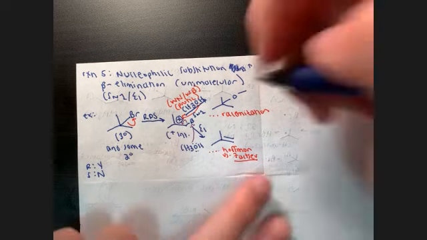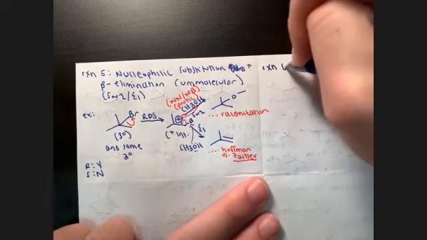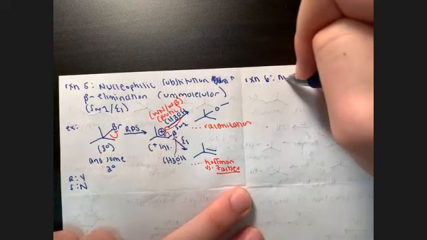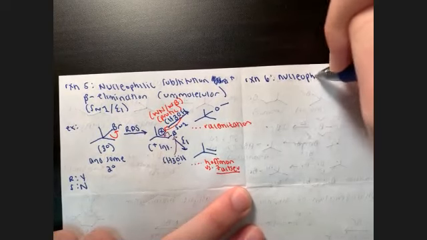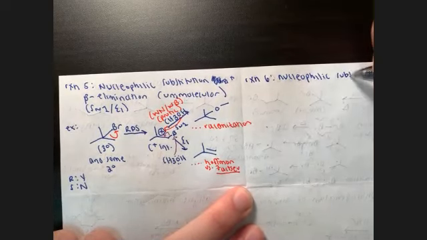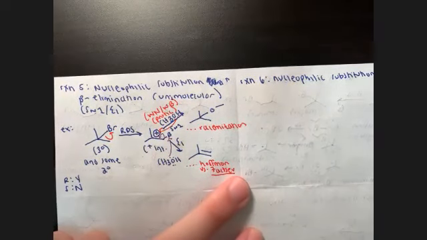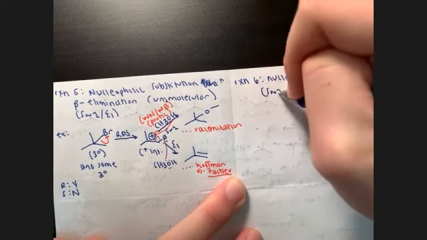So let's do reaction 6. So I guess reaction 6 I'm just going to do is nucleophilic substitution. And that we are just going to call bimolecular, because this one is just going to be bimolecular. And this one I'll also just say is SN2. Okay, so now reaction 6 is just SN2.